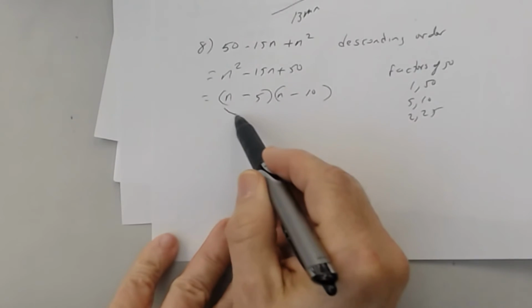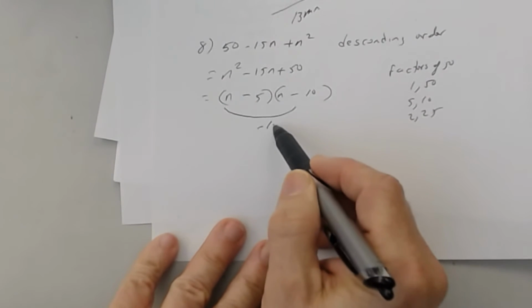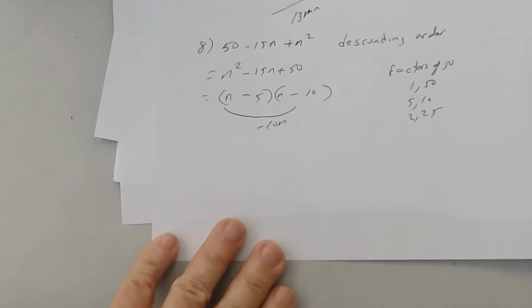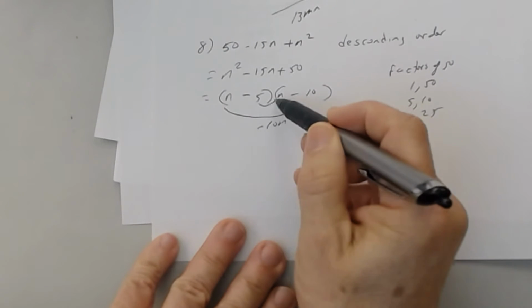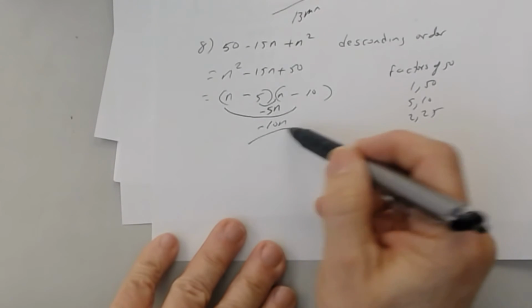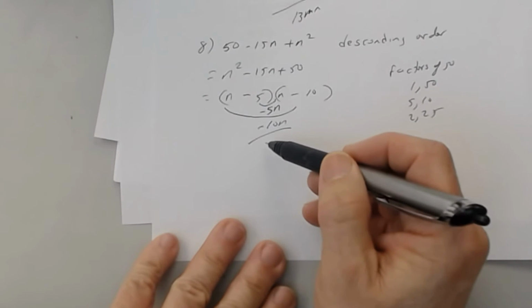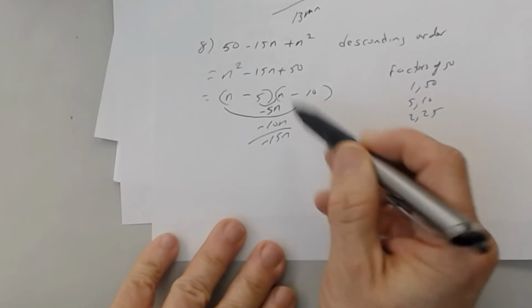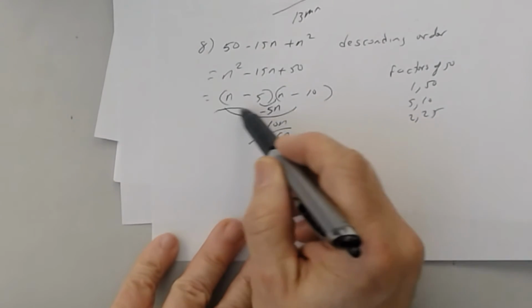What's the outer? Negative 10n, or depending on how you wrote it, it could be negative 10n, or yours could be negative what? 5n. But when I add them up, what's a negative 5n and negative 10n? Negative 15n, which is what you wanted. All right, so there's your answer.